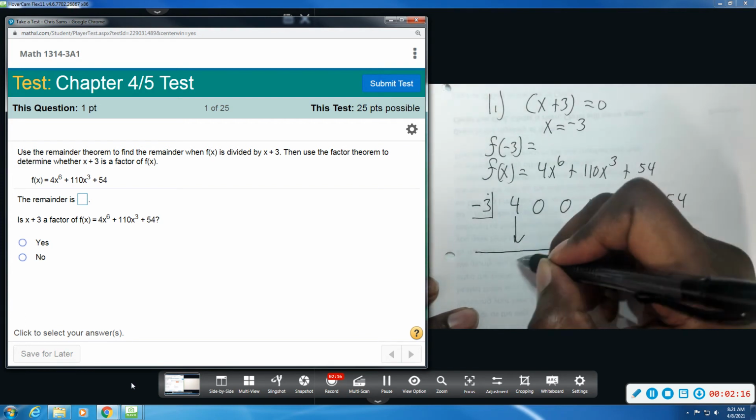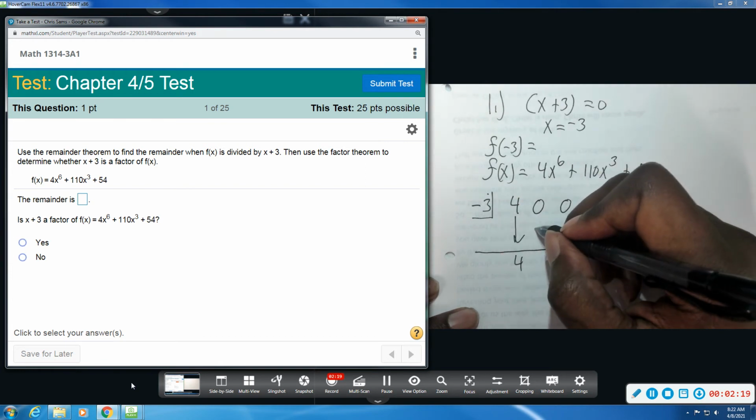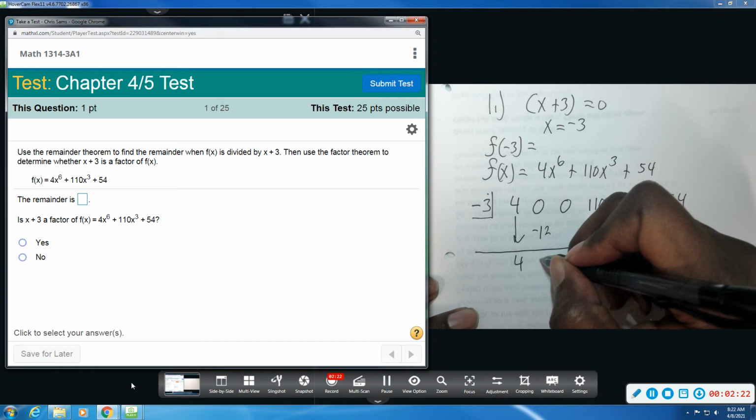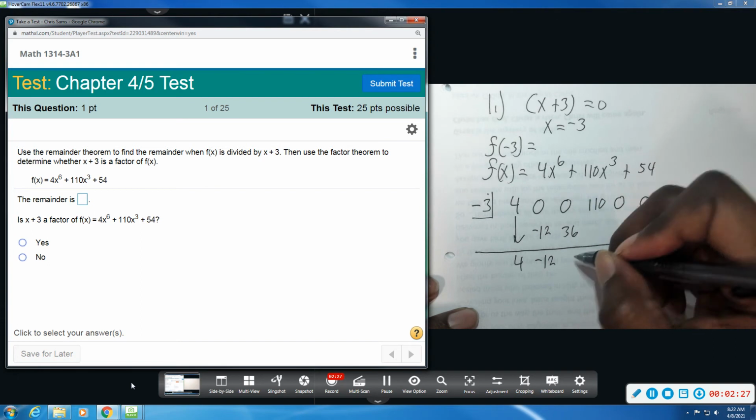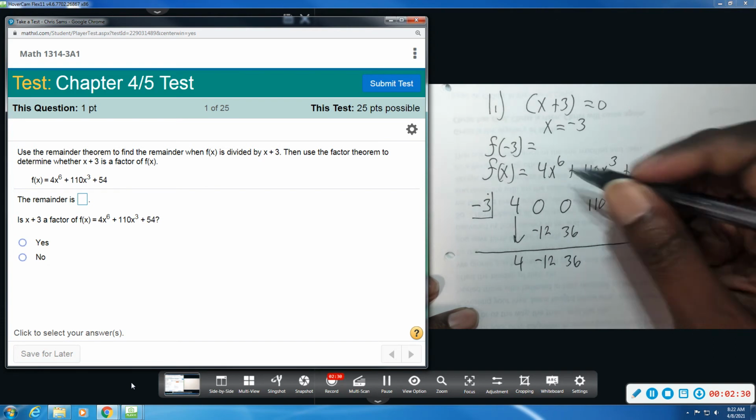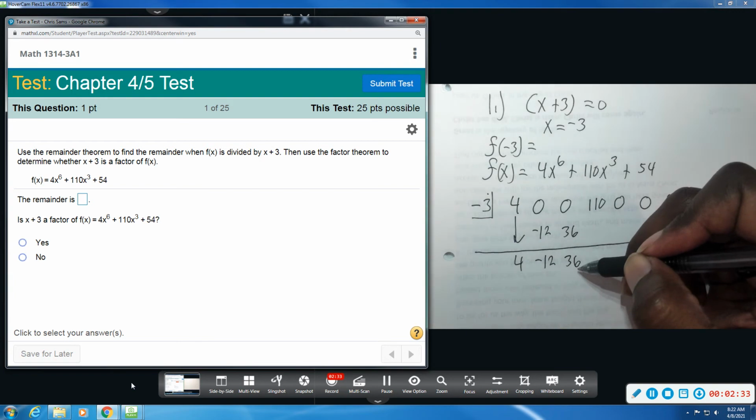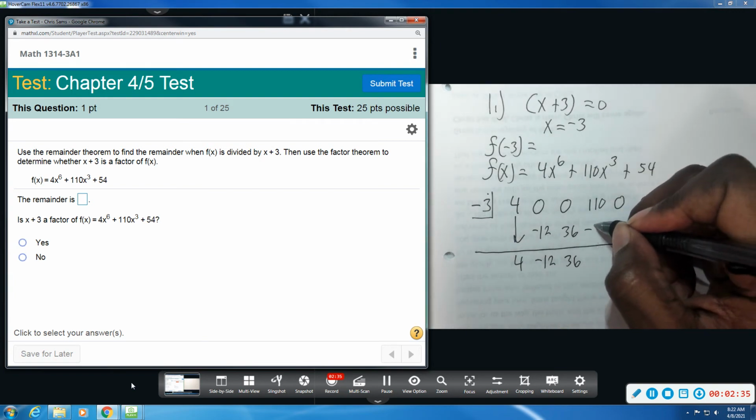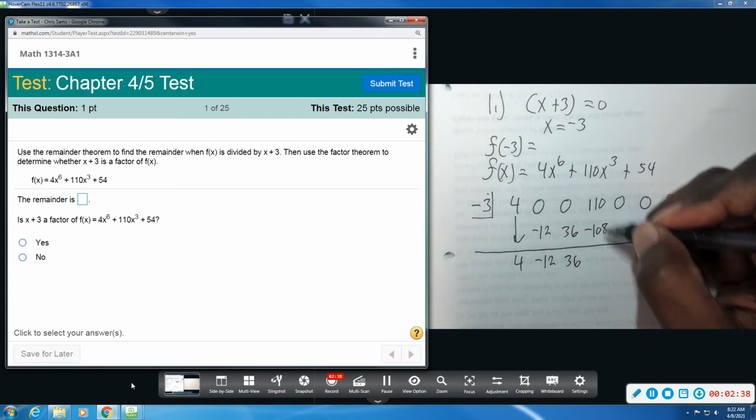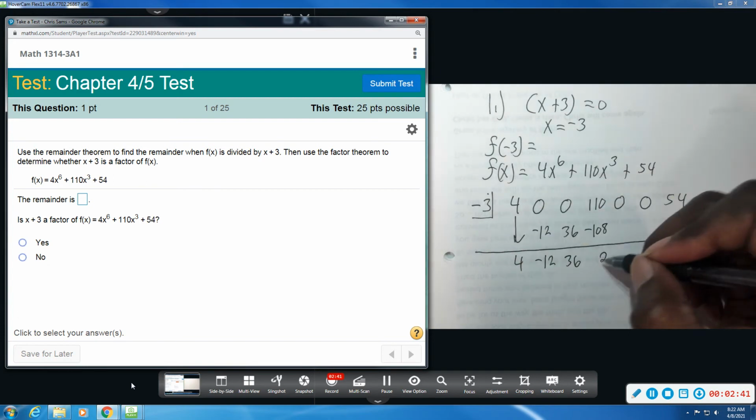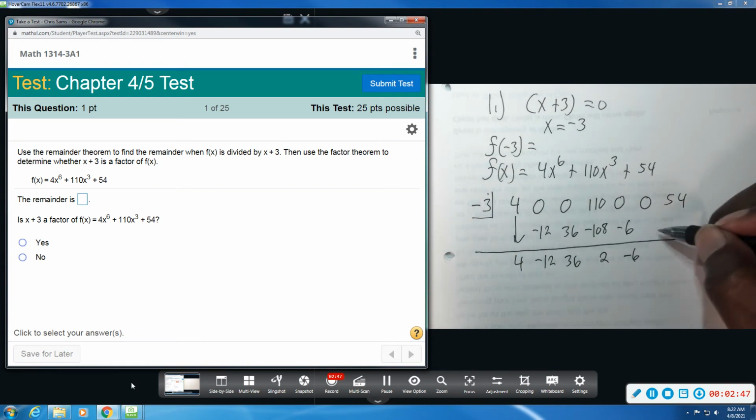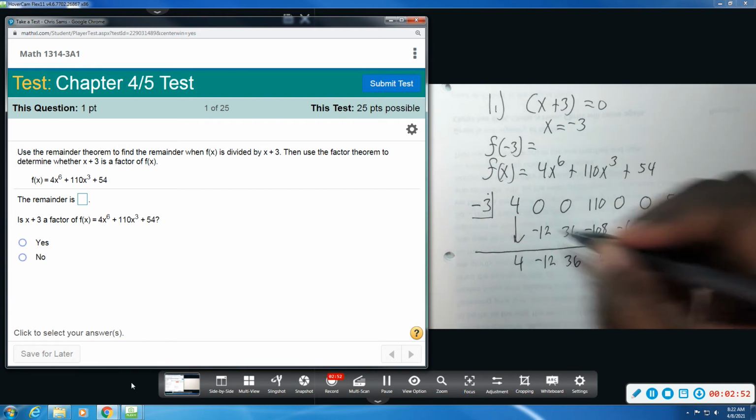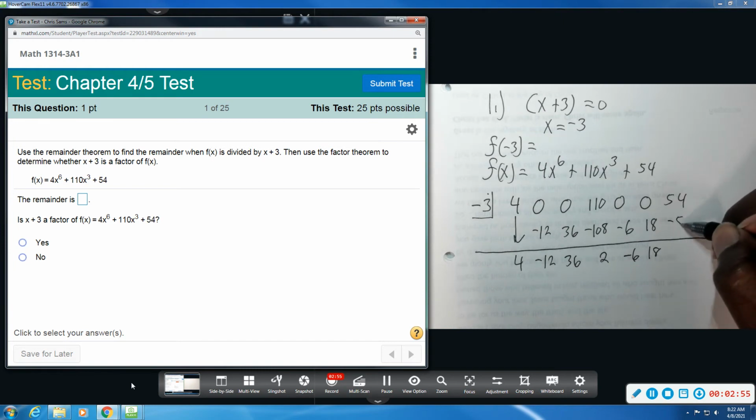So first you bring down your first term. We multiply, we get negative 12. Combine, we get negative 12. We multiply and we get positive 36. Combine, we still get positive 36. Multiply these two and we get a negative 108. When we combine these two, we get a positive 2. Multiply, negative 6. Combine, negative 6. Multiply. We get positive 18. Combine, positive 18. And then multiply 18 and negative 3. We get a negative 54.